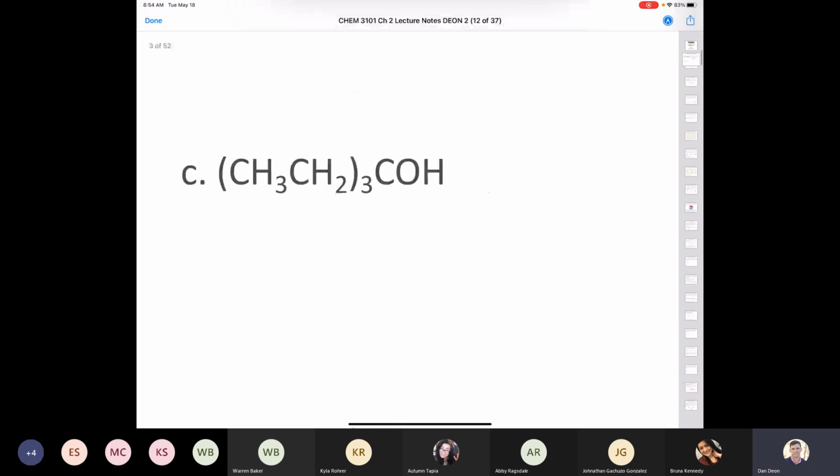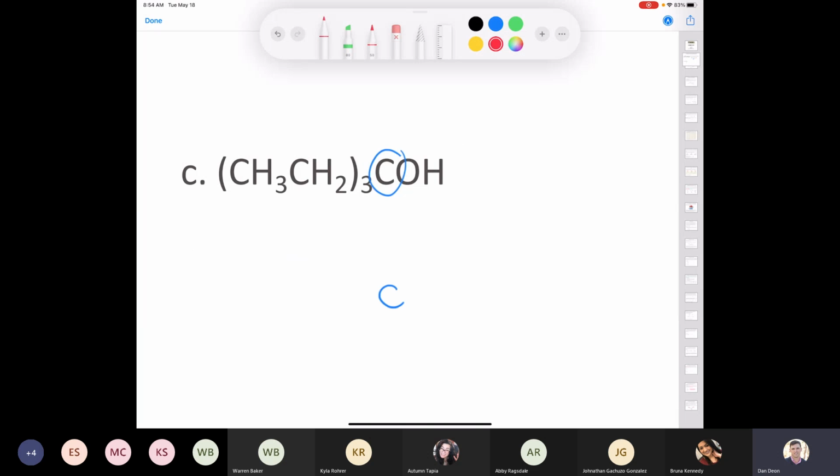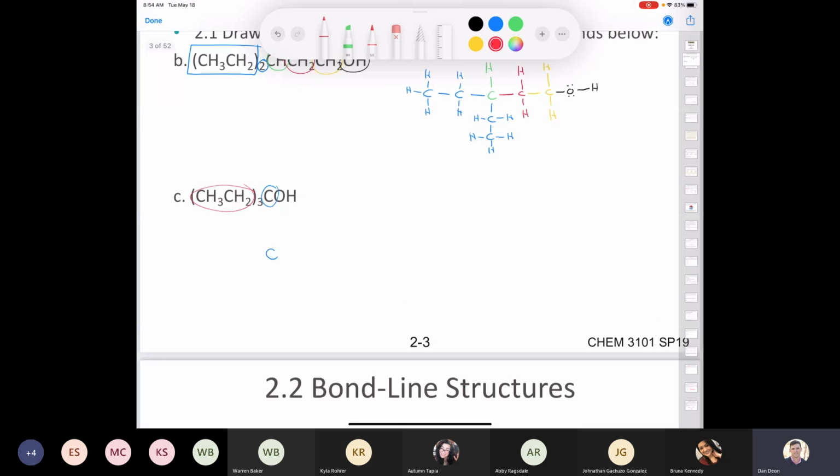All right, let's take a look at the next one. We've got this carbon here, which I'm going to highlight in blue. Okay, and then we've got what? We've got 3 of these CH3, CH2 groups attached to it. So I don't know if I have enough space here. Let me maybe move it over. Move it on over. There we go. So we've got 3 of these. So we've got CH2, CH3, CH2, CH3, CH2, CH3.